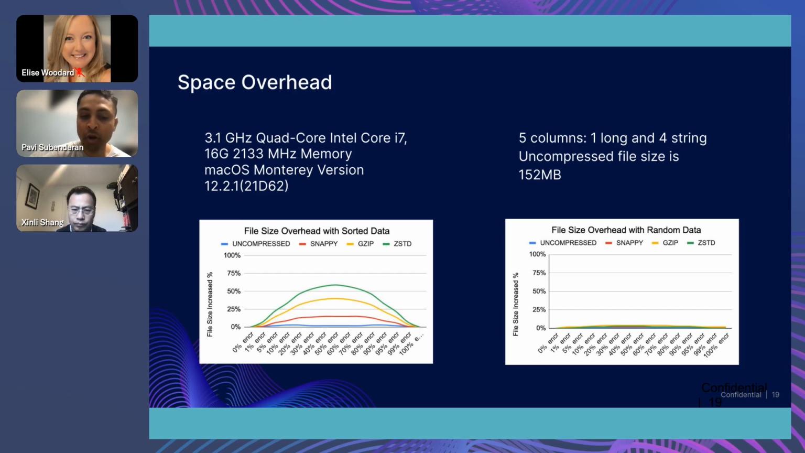And then we find that with a low percentage of cell encrypted columns or a high percentage of cell encrypted columns, we have pretty low overhead. But when there's a big mix and the columns are getting split a lot, there can be quite substantial overhead. And this is with sorted data. But on random data, it's pretty uniform that the size overhead is not too bad.